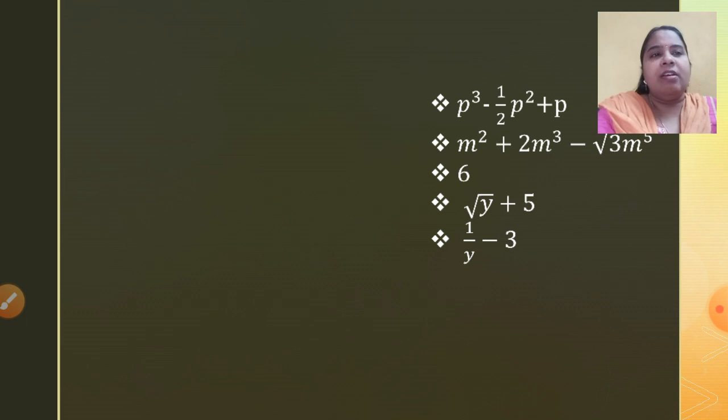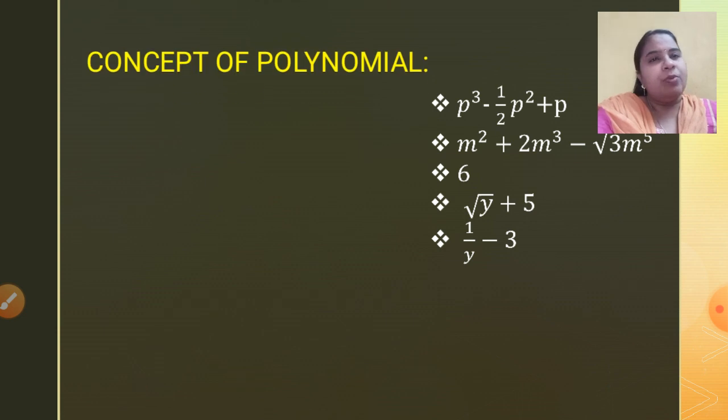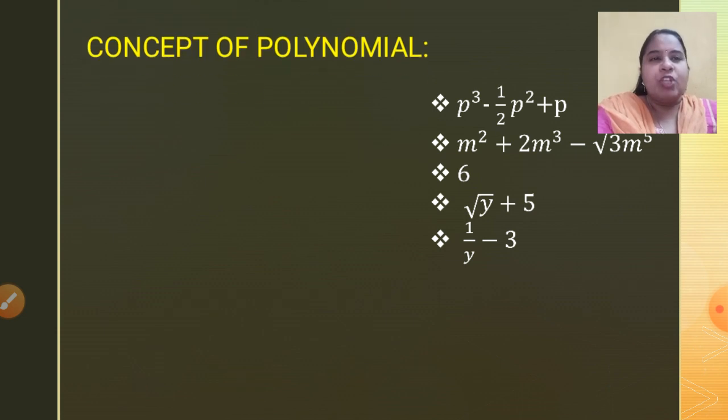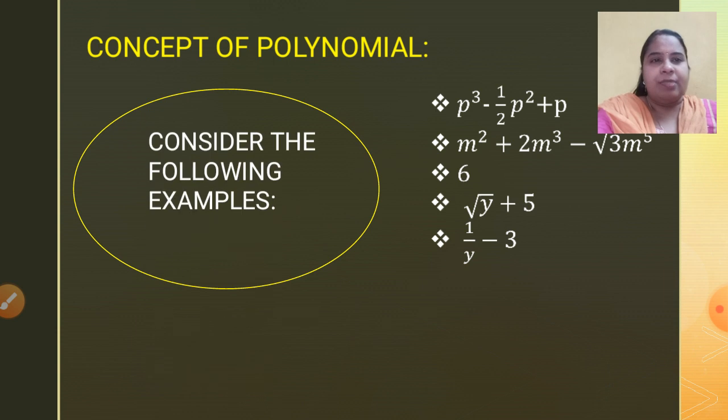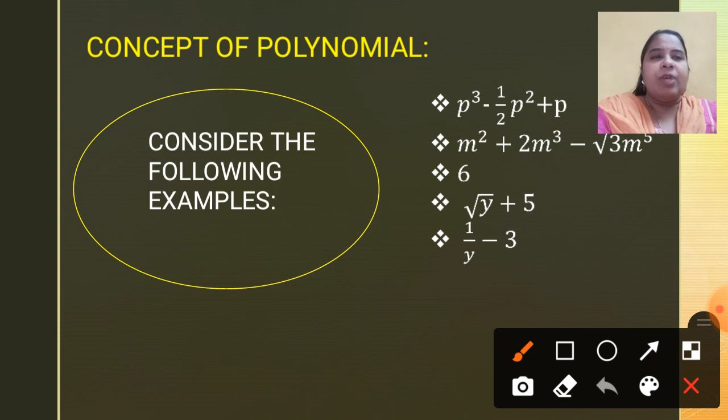Now as you can see here, I have written a few algebraic expressions. With the help of these, I am going to explain to you the concept of polynomial. So let us consider these examples. Now look at the first example. It is p cube minus 1 upon 2 p square plus p.